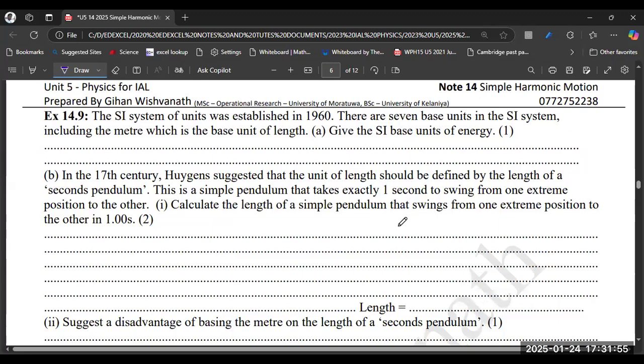The SI system of units was established in 1960. There are 7 base units in the SI system, including the meter, which is the base unit of length. Give the SI base units of energy. What is the SI base unit of energy? It's not the SI unit, it's the SI base unit. Kilogram meter squared second to the power minus 2.